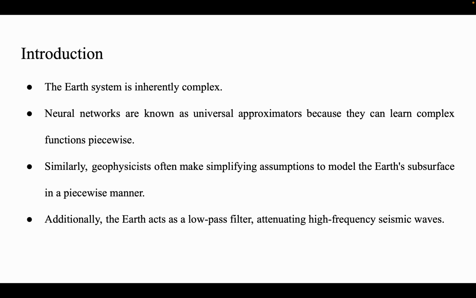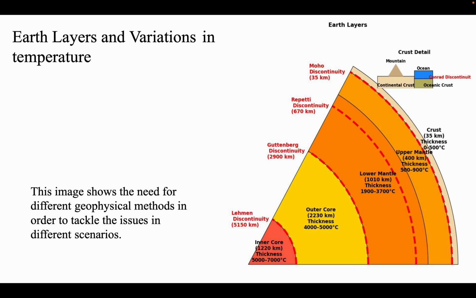Now geophysicists are also like neural networks. Okay, why? Because Earth is very huge. So for example, this diagram denotes various layers of the subsurface of the Earth, and the radius of the Earth is about 6,378 kilometers. Okay, so here what we see is the uppermost layer is the crust, which is around 35 kilometers in thickness.